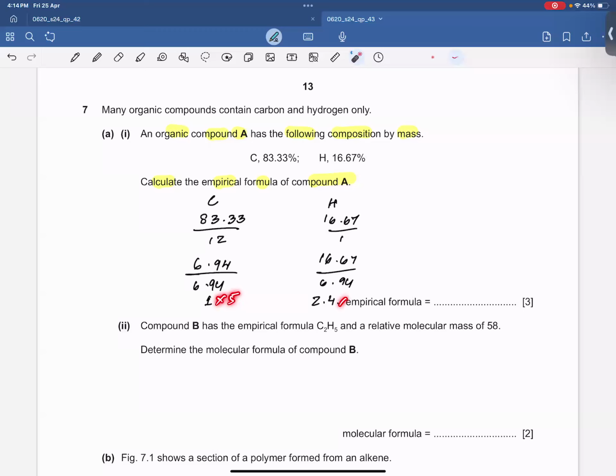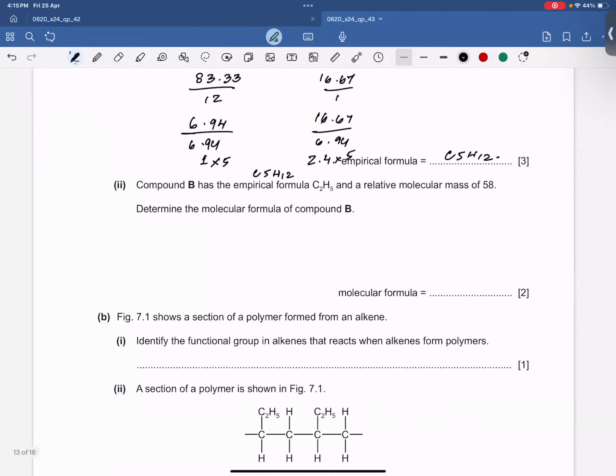Multiply this by 5, multiply this by 5. So I think it's going to be 10, it's going to be 5. So C5H10 is basically the empirical formula of this organic compound A. Okay. No, hold on. Let me check. 2.4 into 5, oh, it's 12 actually. So when you multiply by 5, it's going to be C5H12. Okay. My bad.